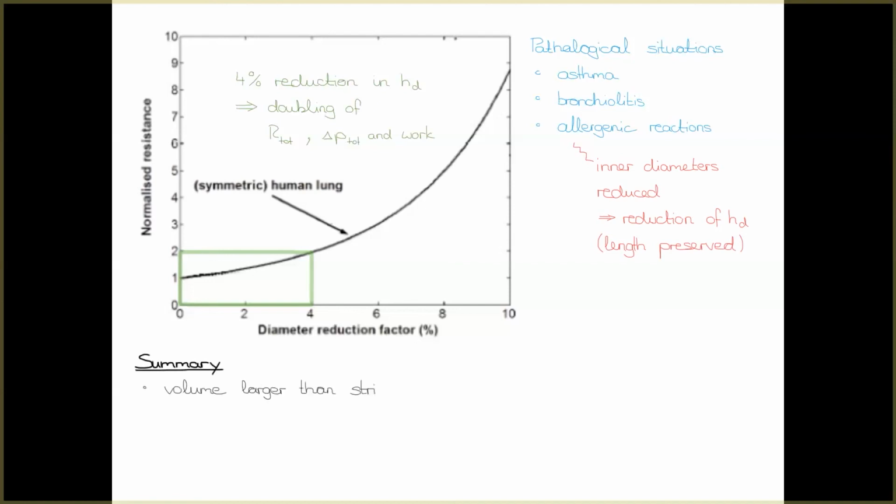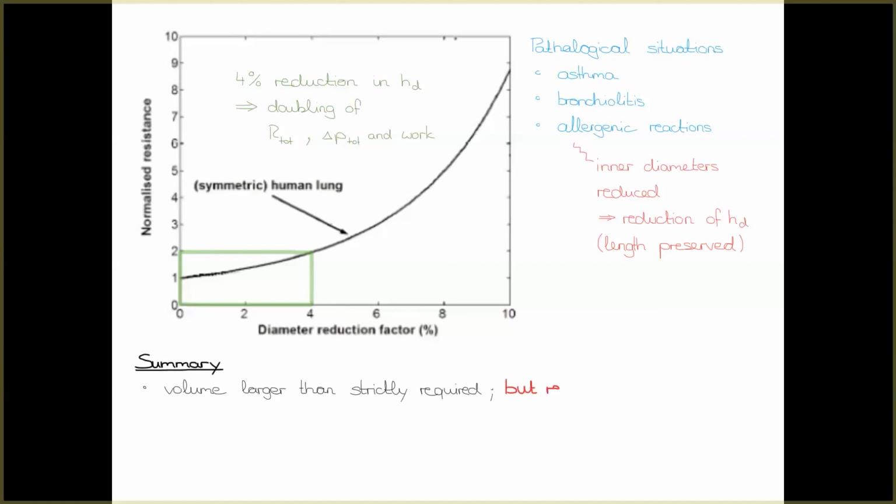Now let me quickly summarize what we found here. The volume which we allocate for this conducting region is larger than strictly required. So we are essentially using a little bit higher volume than we should optimally. Okay, so the remaining volume, which is now free for the respiratory part with the alveoli, is a little bit smaller. Therefore, overall, the chest has to be made bigger.